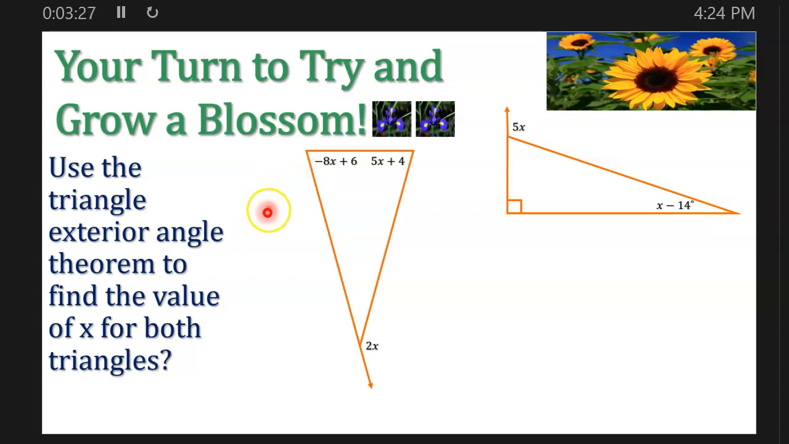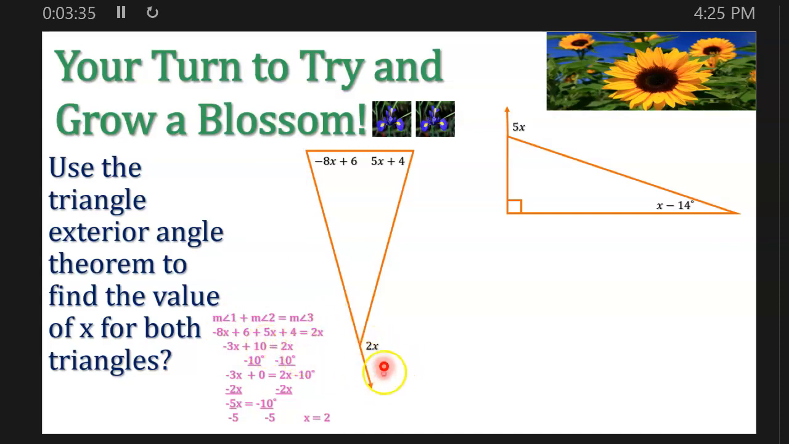Okay, so we're going to add the negative 8x plus 6. We're going to add that to the 5x plus 4, and all of that's going to be equal to this 2x out here on the exterior. Combine your like terms. So negative 8x plus this positive 5x gives us a negative 3x. 6 plus the 4 gives us the 10. Now we've got a two-step equation, or almost a two-step equation. We've got a variable on both sides here.